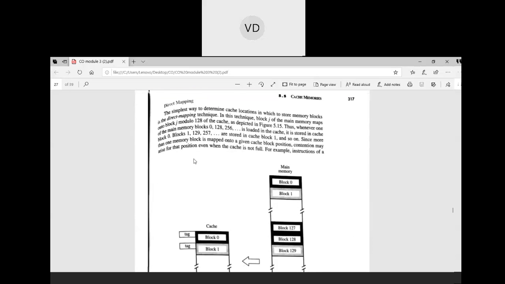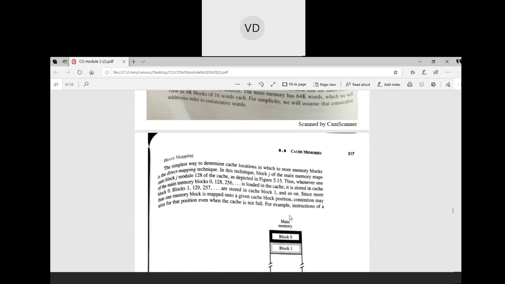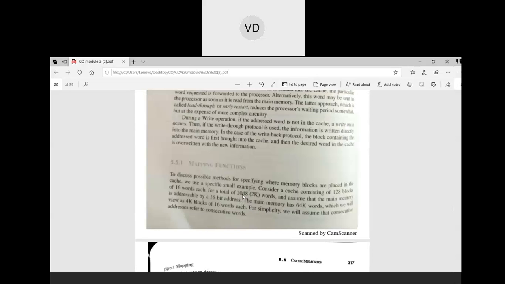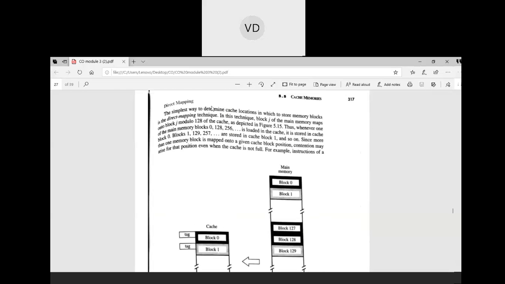So if I consider 128 blocks in the cache memory, and 2048 words in the main memory. If I consider that way, the main memory has 64k words, which will be 4k blocks. It is 4k blocks in the main memory, and 128 blocks in the cache memory. In both main memory and cache memory, each row contains 16 words. Then, first, the direct mapping. How are we going to map?